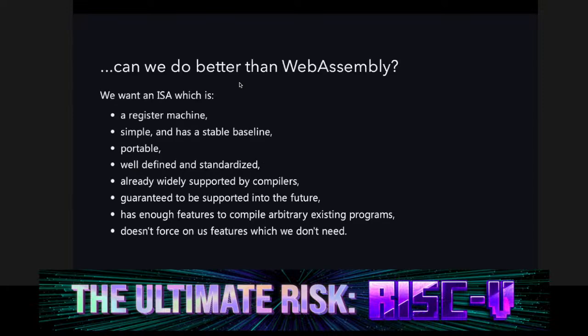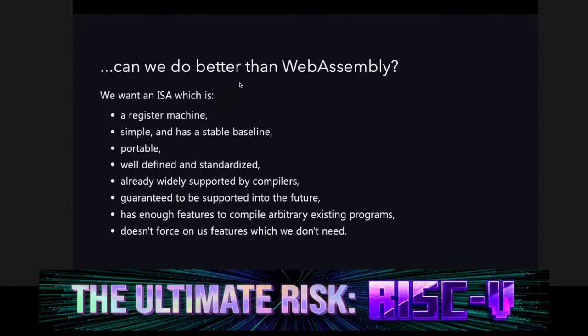So can we do better than that? Ideally, we would like an instruction set which is like a register machine, so it's easy to run on real hardware. It's simple and has a stable baseline and doesn't change underneath us by itself. It's portable. It's well defined and standardized. It's already widely supported by compilers. We do not want to maintain our own toolchain. That's something we absolutely don't want to do.